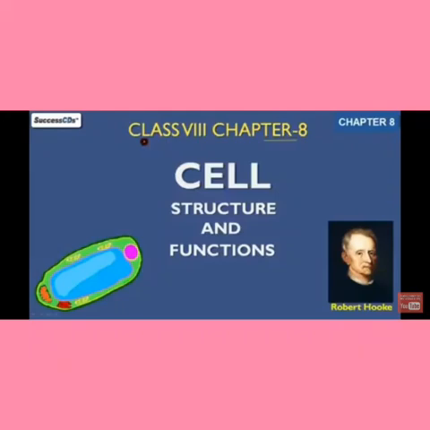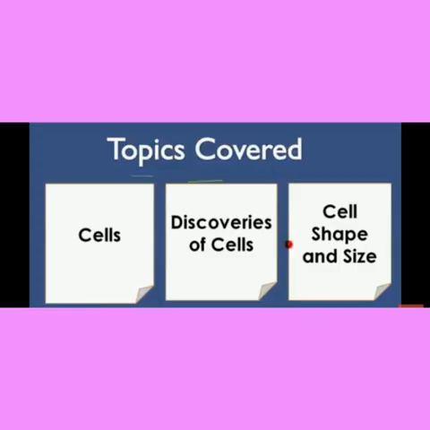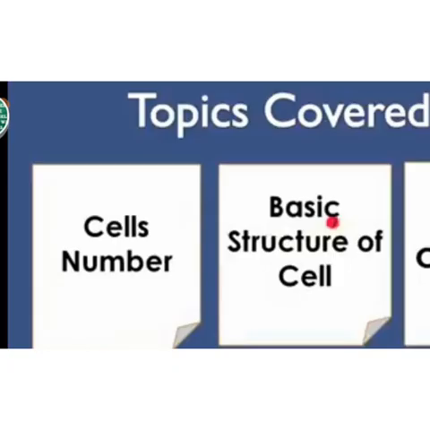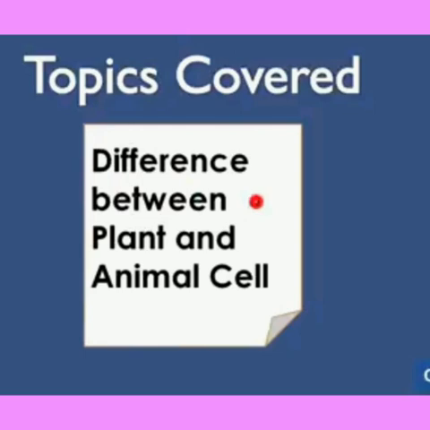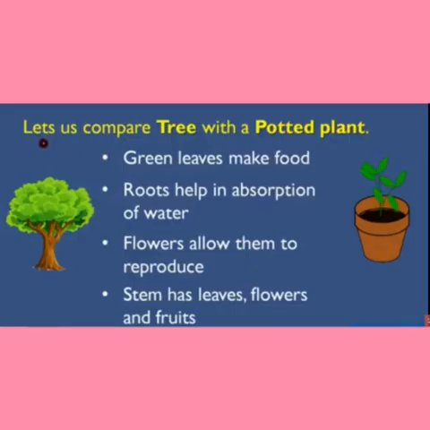Morning students, today we are going to start a new chapter of science, chapter number 8, and the name of the chapter is cell structure and functions. In this chapter the topics we are going to cover are: number 1, cells; second, discoveries of cells; third, cell shape and size; after that, cell number; then basic structure of cells and difference between plant and animal cells. So let us start with the introduction of the chapter.